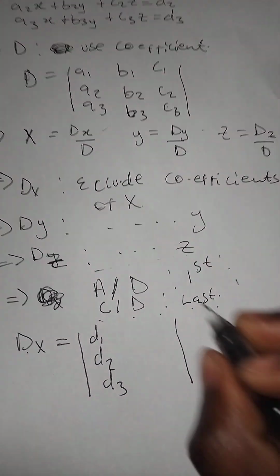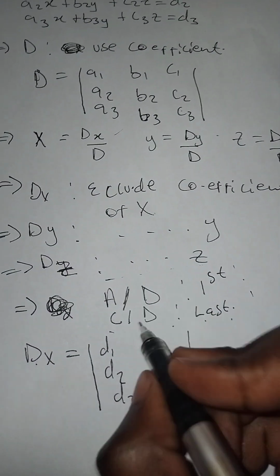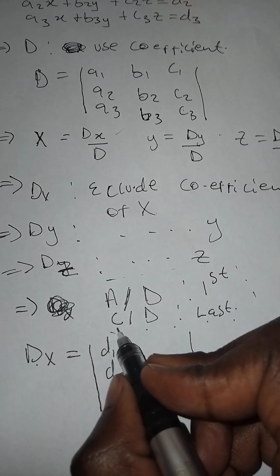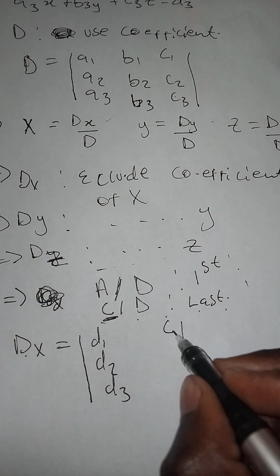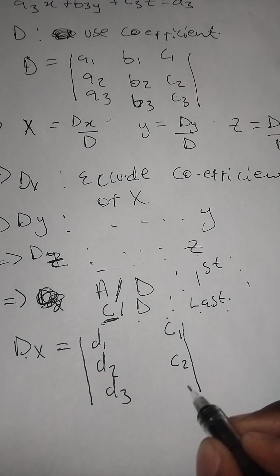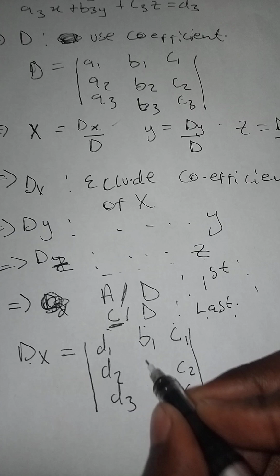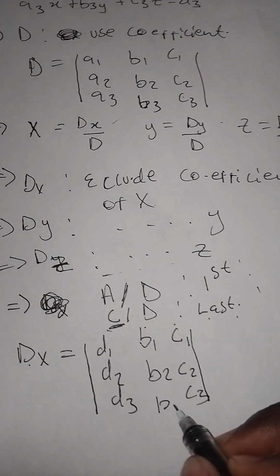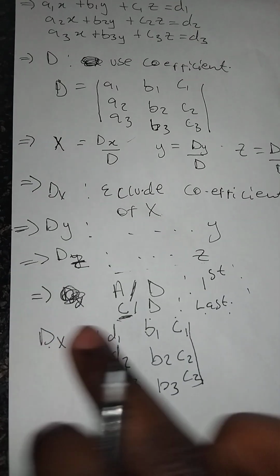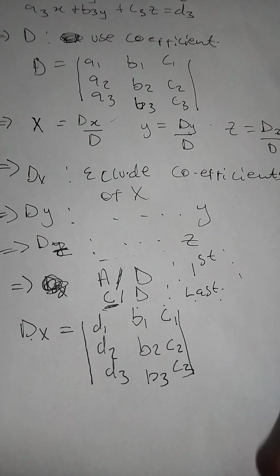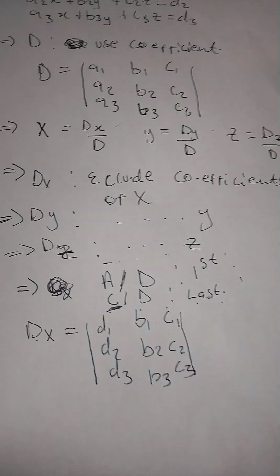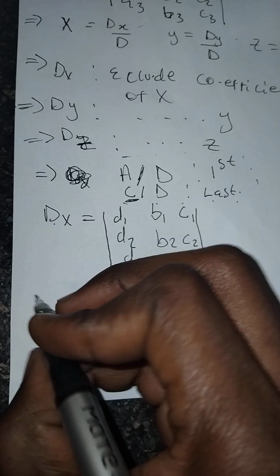And which one is going to be last? Already we have d, so here it's d last. That means c is going to be the last. So c goes with c1, c2, c3. Then the one that is left off is b, b1, b2, b3. So that is how you find the determinant of dx. Then you compute it by cofactor, the way that you are used to doing the determinant.